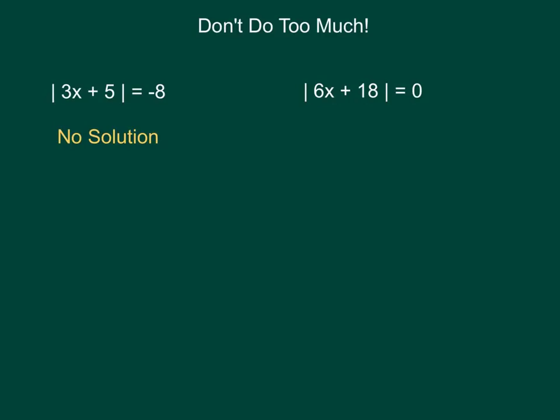Similarly, let's look at the other one, where the absolute value of 6x plus 18 equals 0. Well, we normally would split this up, but if we split this one up, if we multiply the 0 by -1, we would just end up with 0. So we'd have two equations that are identical. So if you have the absolute value of something that just equals 0, just rewrite the equation without the absolute value bars, because the only way that that's true is if the inside of the absolute value is 0.